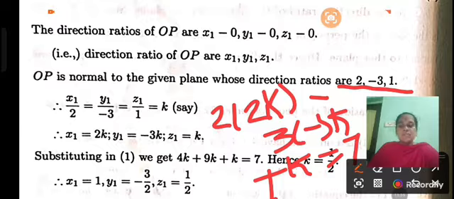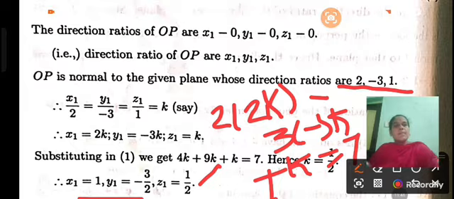Substituting k is equal to 1 by 2 in the above, we get x1 is equal to 1, y1 is equal to minus 3 by 2, z1 is equal to 1 by 2. Therefore, the foot of the perpendicular is (1, minus 3 by 2, 1 by 2). This method uses the fact that the perpendicular direction is normal to the plane.